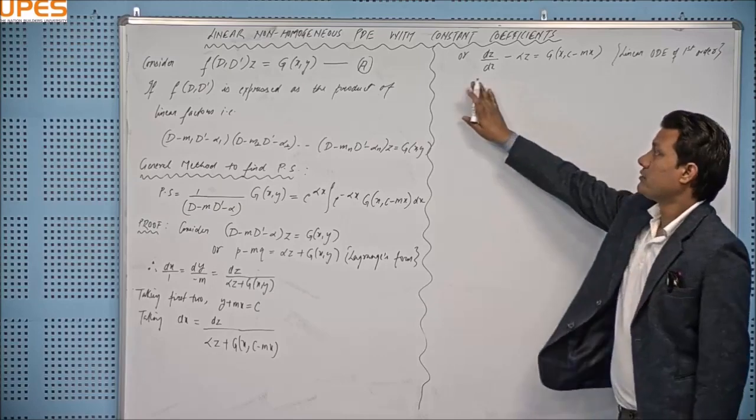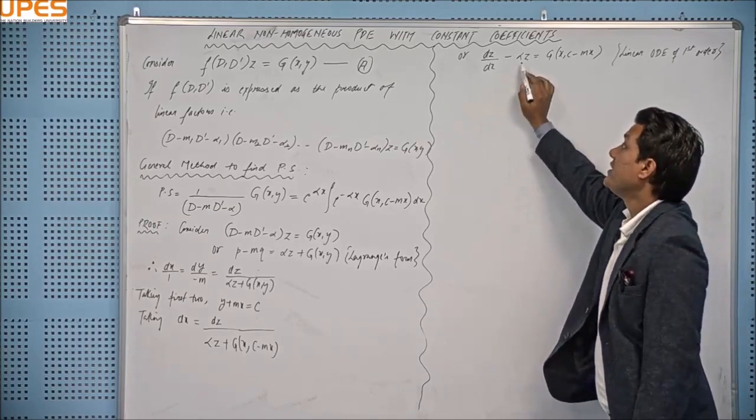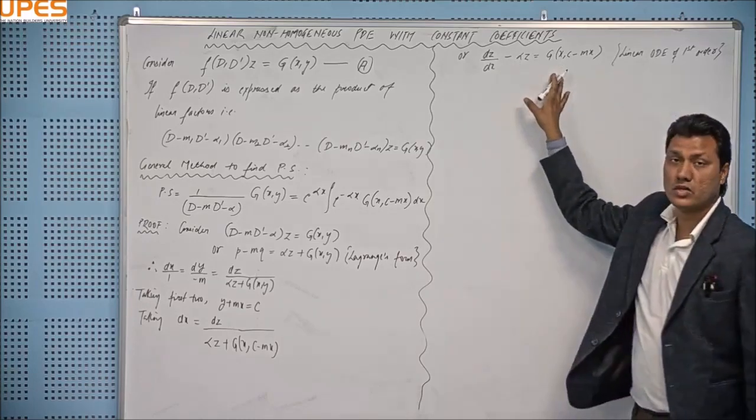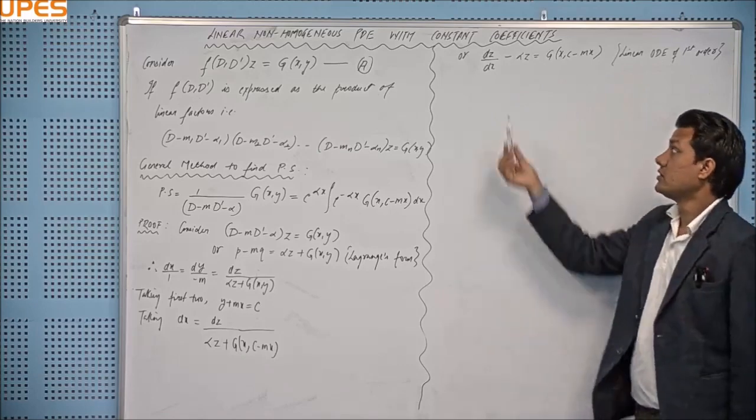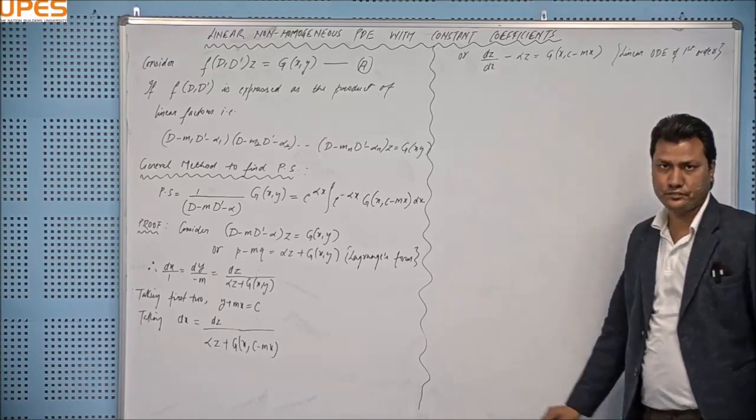You write the integrating factor, which is given by e to the power ∫P dx, and what is P? This is -α. You can compare this with the standard form of linear ODE of first order, dz/dx + Pz = Q.